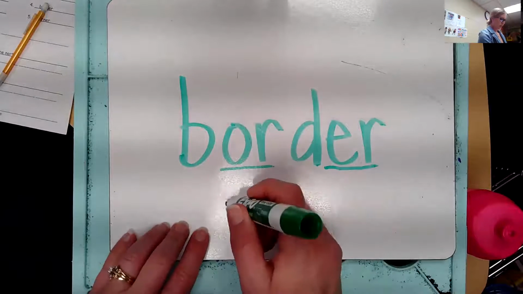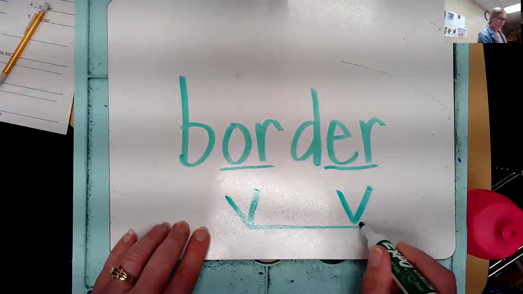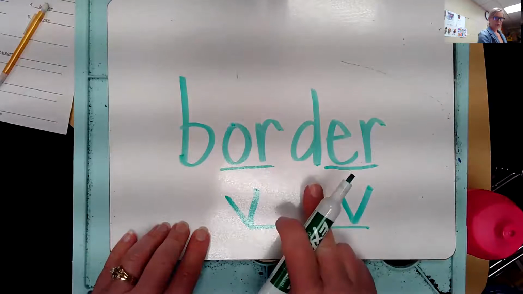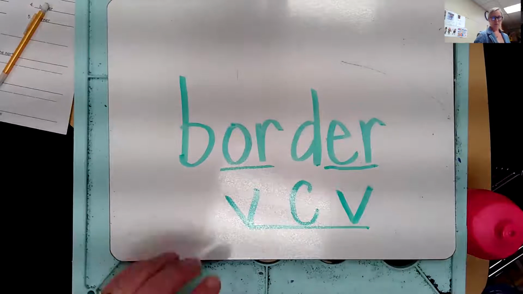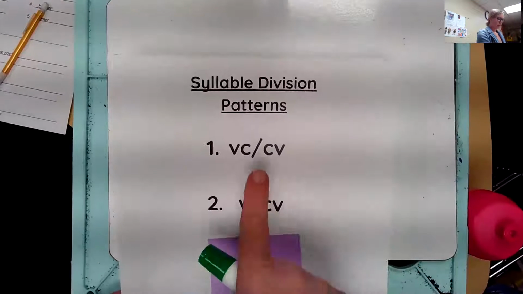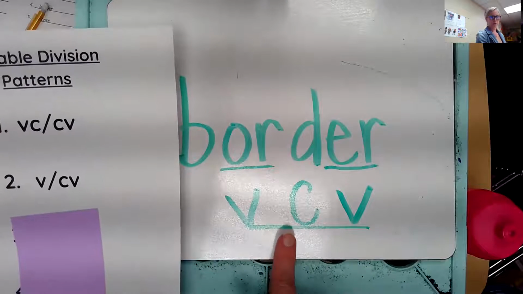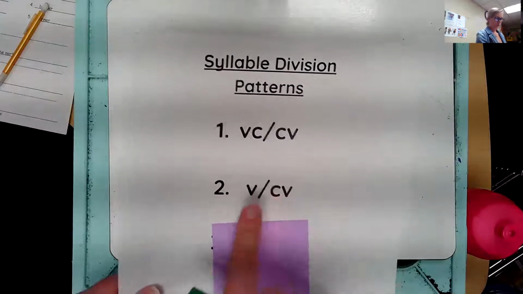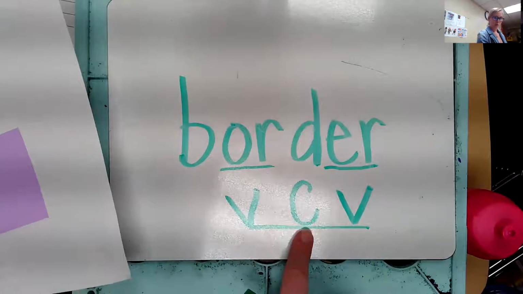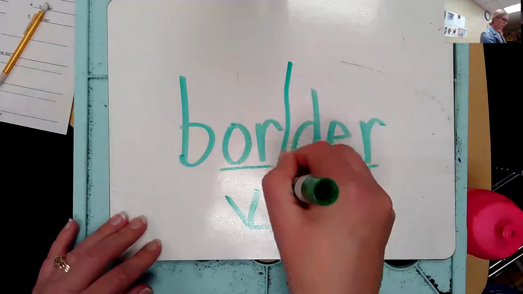All right, so let's mark our vowels. Draw the bridge. Come back and look up. Mark anything in between. We only have the D left. Okay, now let's take a look. Can we divide our word between the two consonants? No, because we don't have two consonants. Can we divide after the vowel before the consonant? After the vowel before the consonant? Yep, so that's where we're going to divide it.